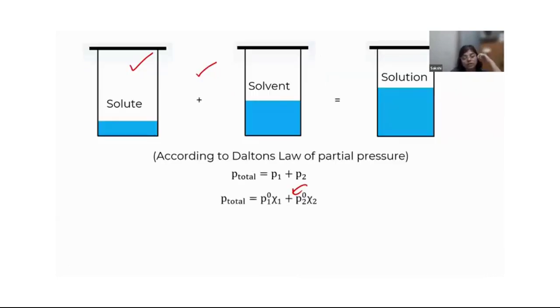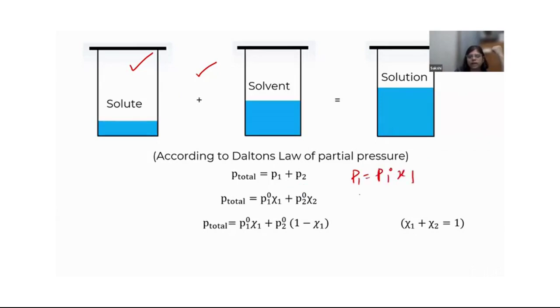Total pressure is equal to the vapor pressure of component 1 plus the vapor pressure of component 2. And from the previous slide, we know that the vapor pressure P1 is equal to P1 naught into X1, and P2 is equal to P2 naught into X2. So I'm adding them together.